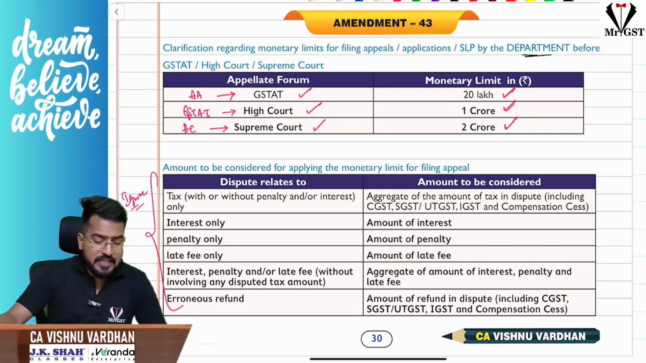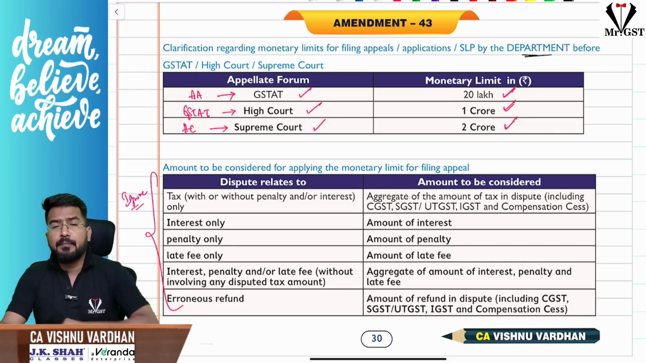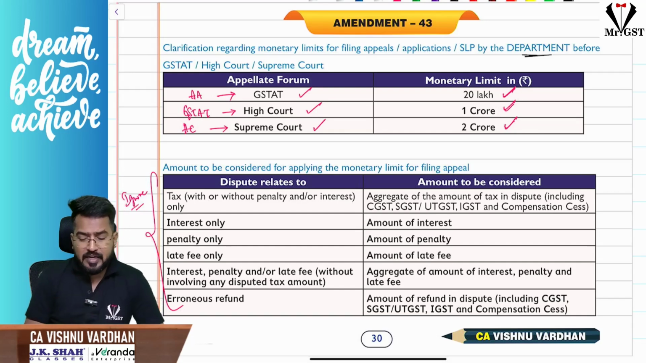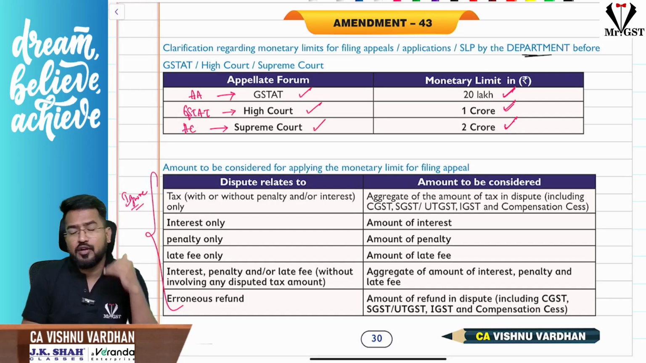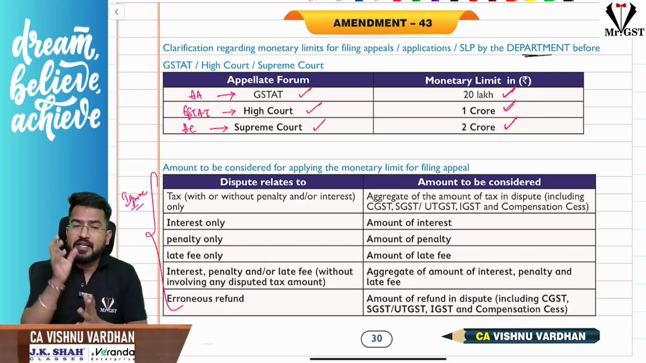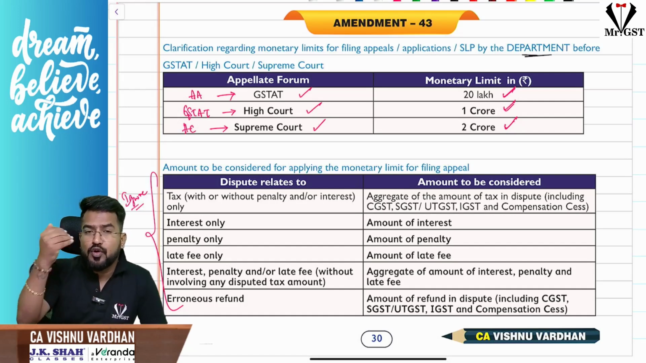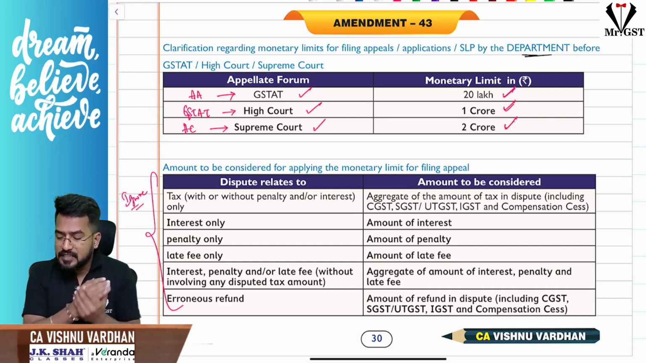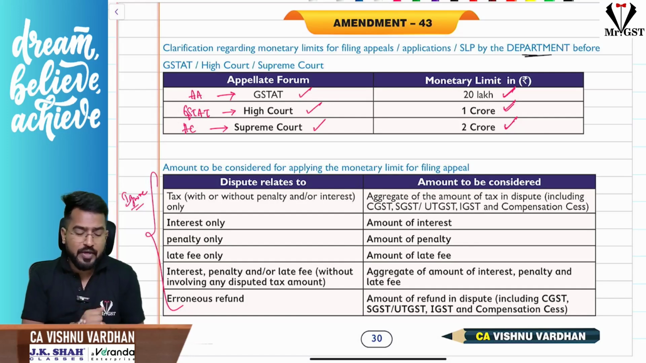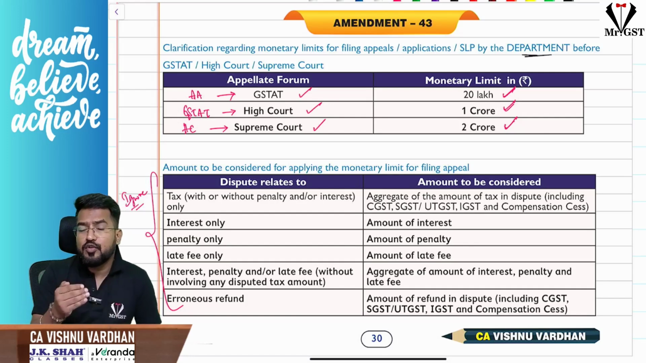Now the next important aspect is, please understand, when an appeal has to be filed. Suppose you have to appeal against an order in front of the GST Appellate Tribunal, High Court or Supreme Court. For the department, there are certain limits. The department cannot file an appeal in front of the GST Appellate Tribunal unless the amount involved is 20 lakhs or more. The department cannot file an appeal in the High Court unless the amount involved is 1 crore. The department cannot file an appeal in the Supreme Court unless the amount involved is 2 crores.